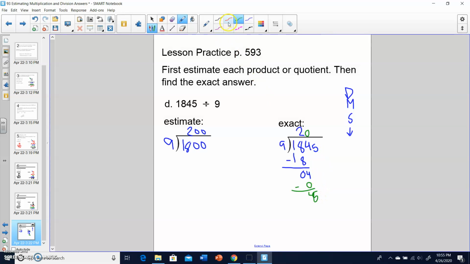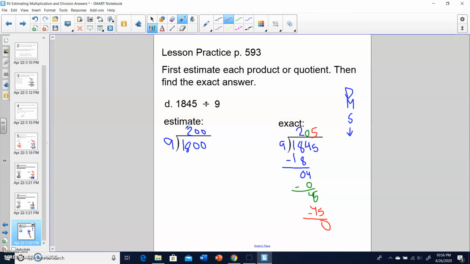Okay, and then I begin again with divide. So now I have 45 divided by 9. How many groups of 9 can I get out of 45? 5. 5 times 9 is 45. Subtract. I have nothing left to bring down. I don't have a remainder, so my exact answer is 205, which is pretty close to my estimate of 200. So that would say that I did it correctly.